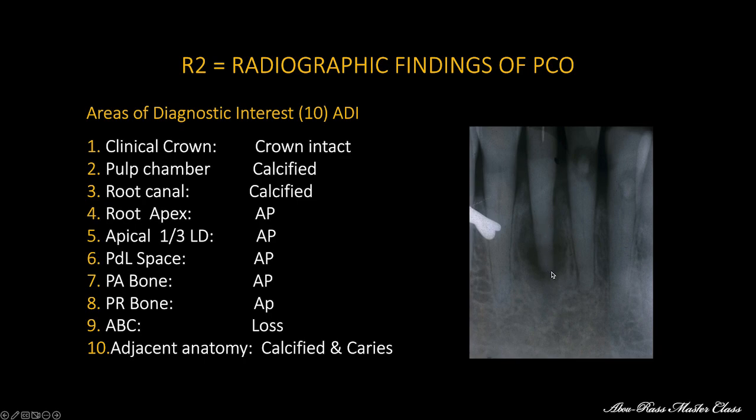And then we come out and we see the periodontal ligament is gone, the lamina dura is gone, the interproximal bone is gone, and periapical bone is involved. Adjacent teeth, there's a sign of trauma.